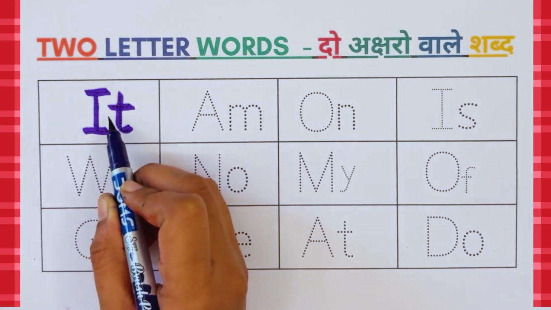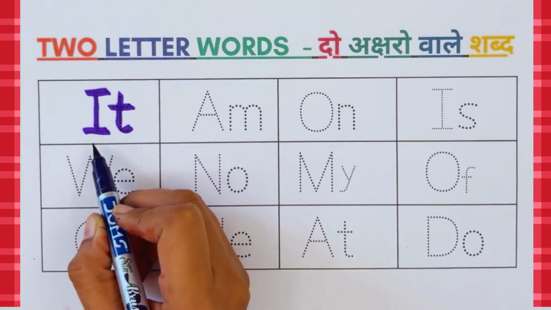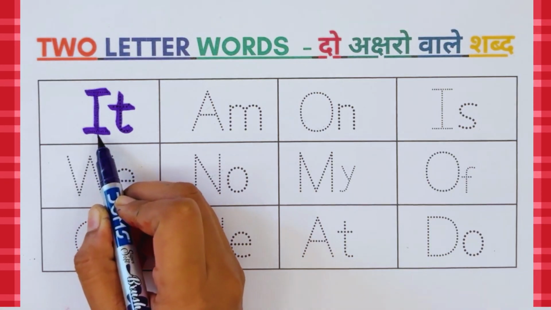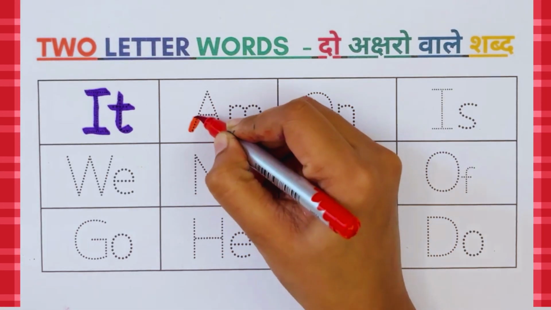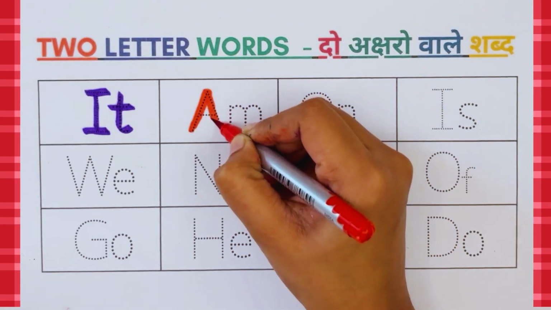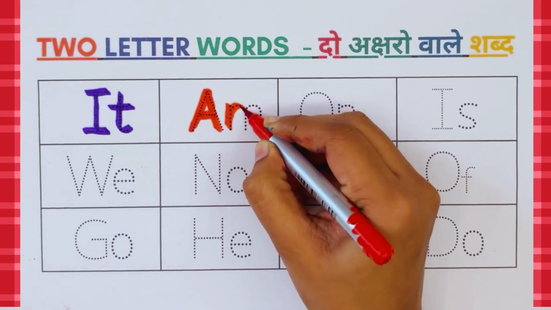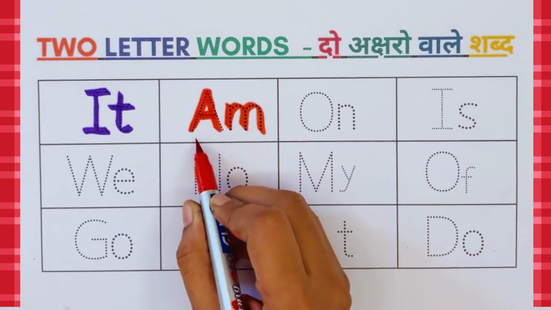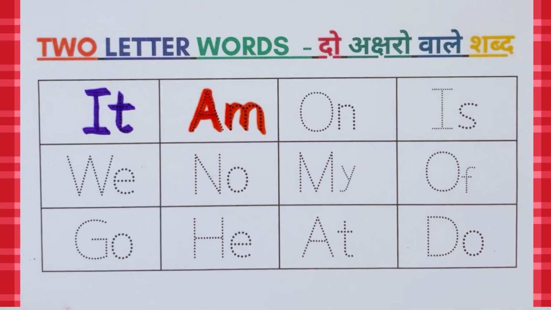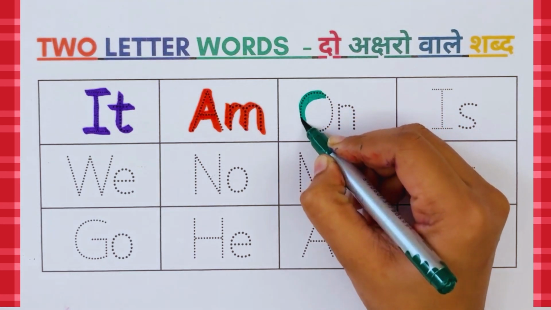Now we are writing the big letter and the small letter. Okay. So together we become a word. Okay. Now we have just written it. I-T, it. Now let's go to the next word, which is am. How do we write am? A-M. Am. What is this? Am. A-M. Am. Okay.